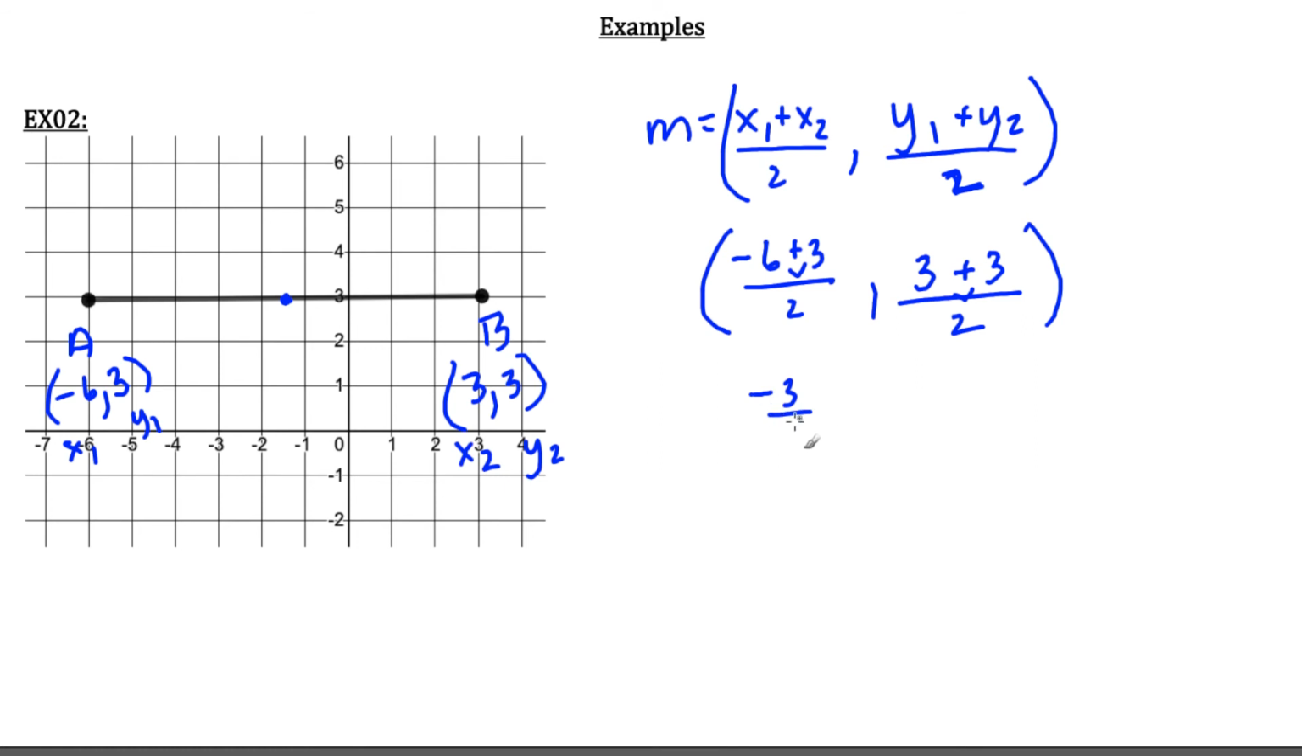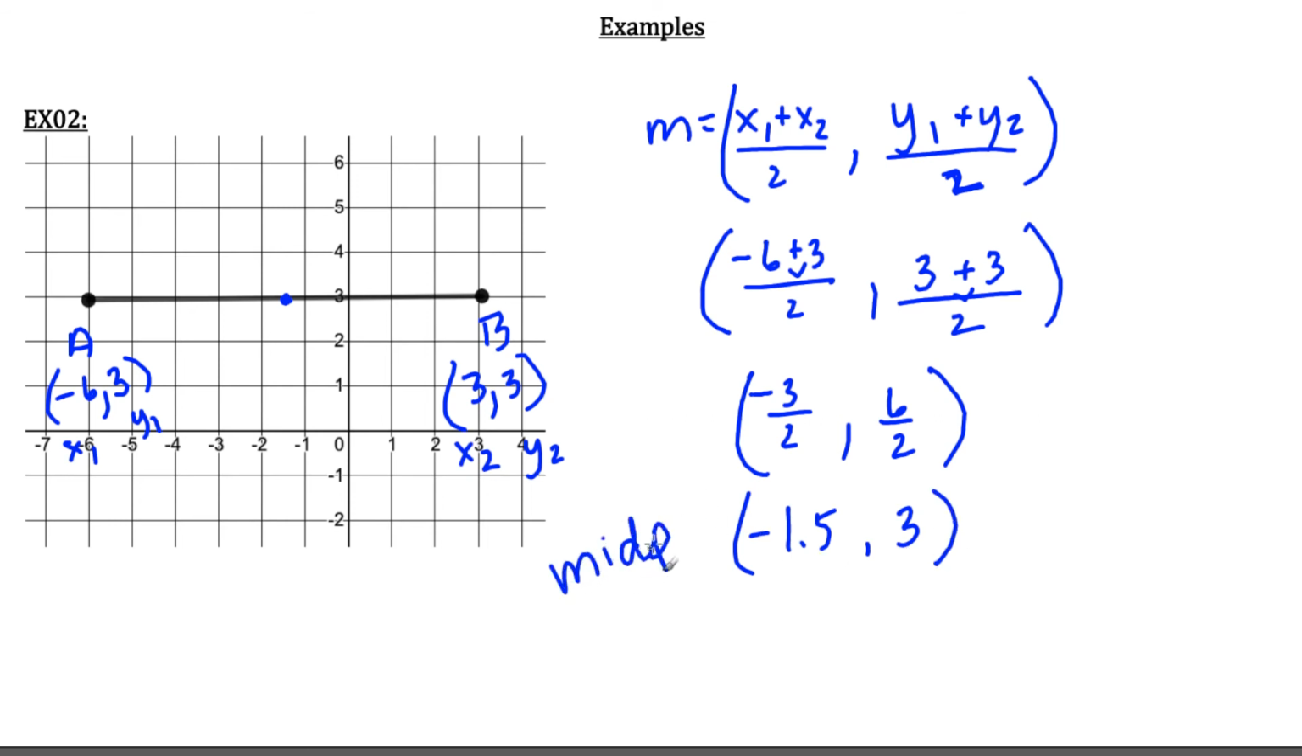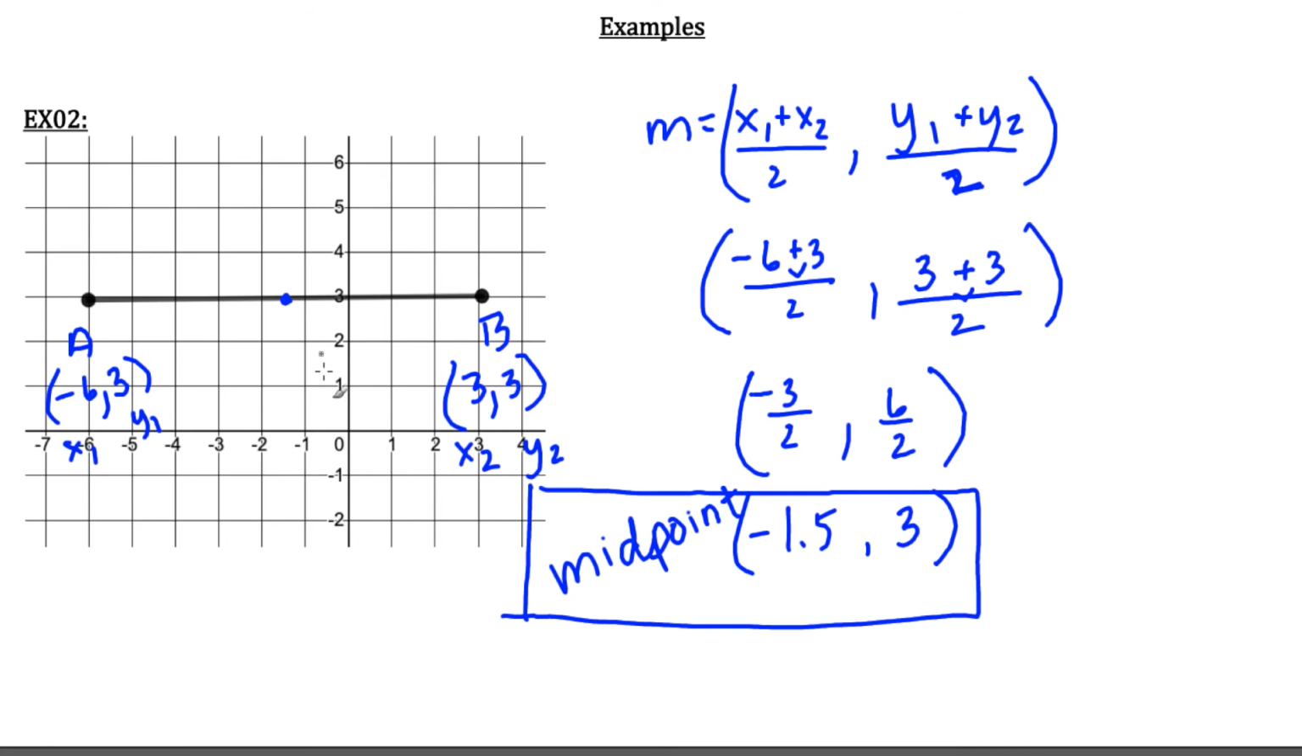So that gives me -3 over 2. And this gives me 6 over 2. And that will give me negative 1.5, and this will give me 3. And that is my midpoint. Then let's make sure it makes sense. Let's look at it. I guess we should box this. It works. So negative 1.5 and 3. Oh, cool. That was it. Negative 1.5, 3.